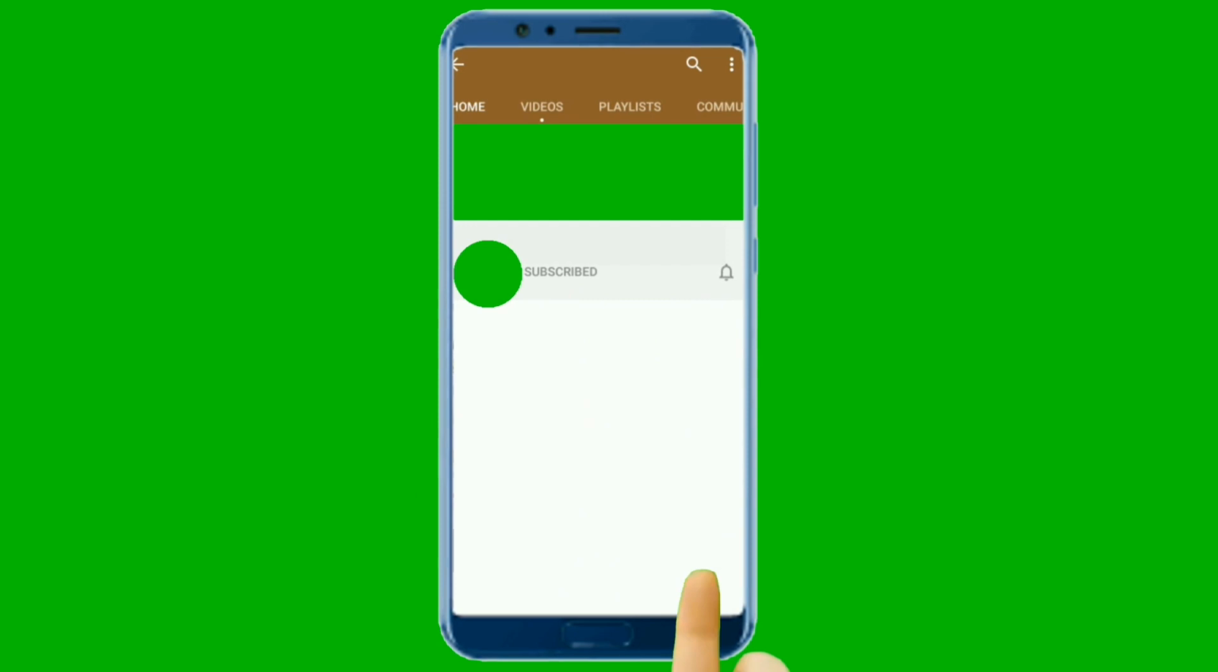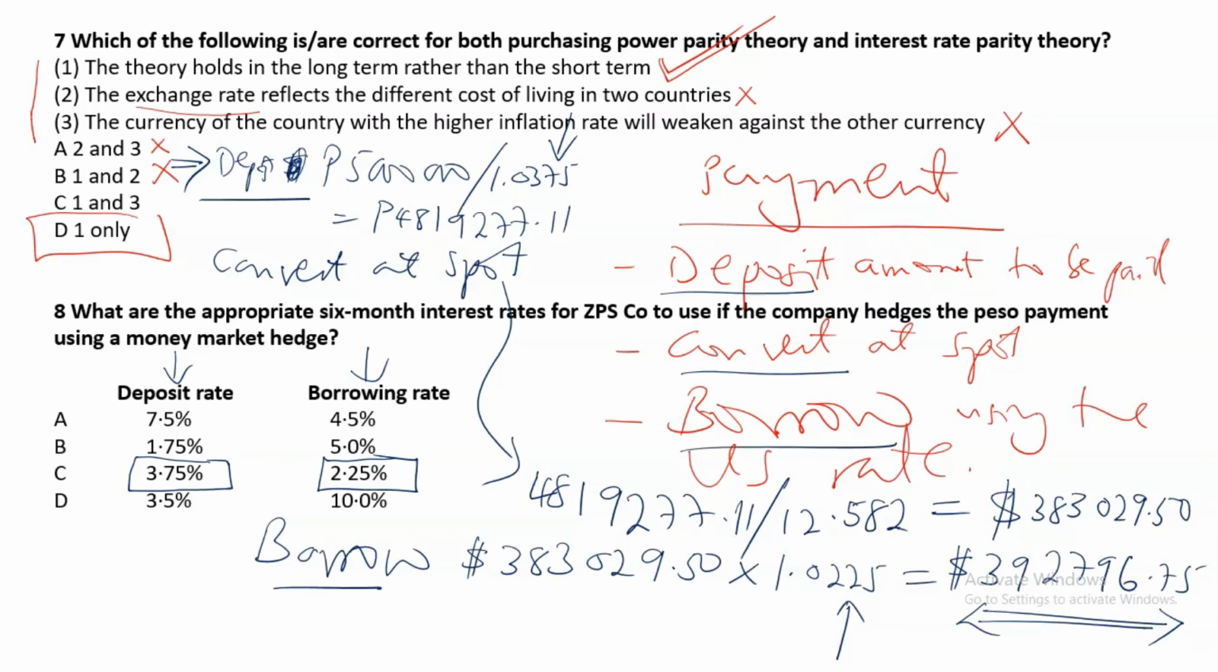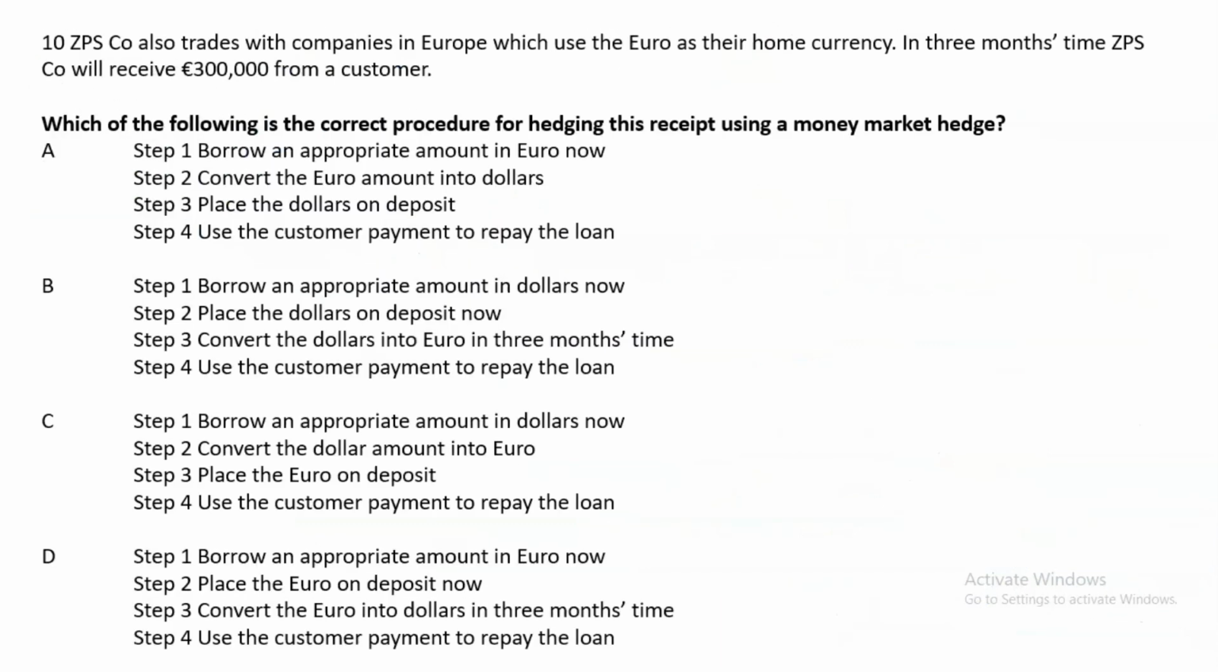I have already given you the hint on dealing with a payment, and I said if it is a payment, start by depositing, converting, and borrowing. So the other way around will apply if it is a receipt. You start by borrowing, converting, depositing, and then you use the customer payment to repay the loan. So A is our answer. Please follow my technique. If you follow my technique, you're not going to be wrong.